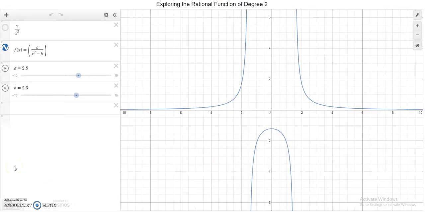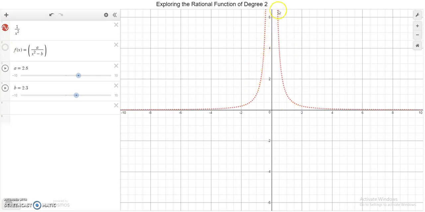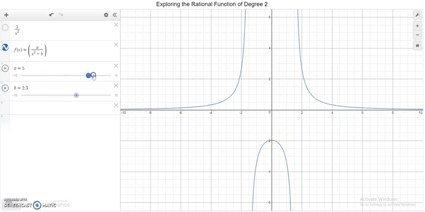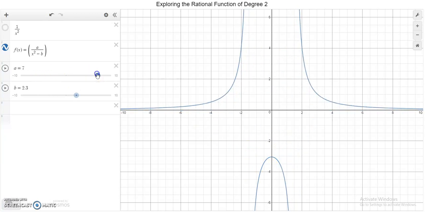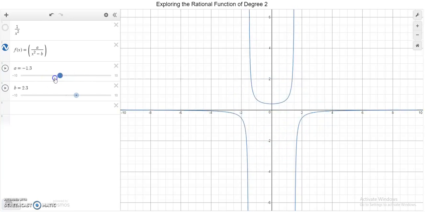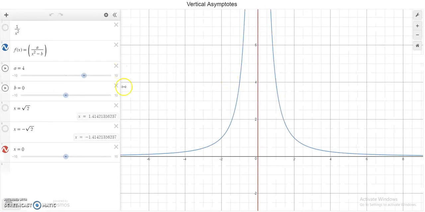So we'll look at degree 2 now. 1 over x squared is our parent function. And then we can just change the sliders and see how it behaves. We notice here we got an upside down parabola or a regular parabola it looks like when we start changing our a value. So we'll see how that affects our properties. So now we got vertical asymptotes for this function.